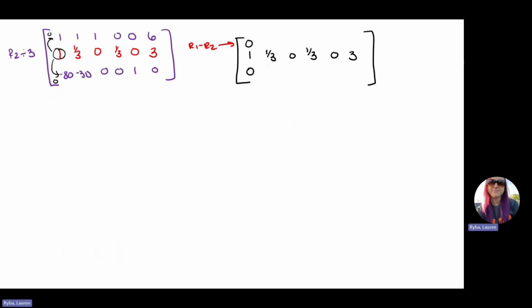So 1 minus 1 is 0. 1 minus 1/3 is 2/3. 1 minus 0 is 1. 0 minus 1/3 is negative 1/3. 0 minus 0 is 0. 6 minus 3 is 3.